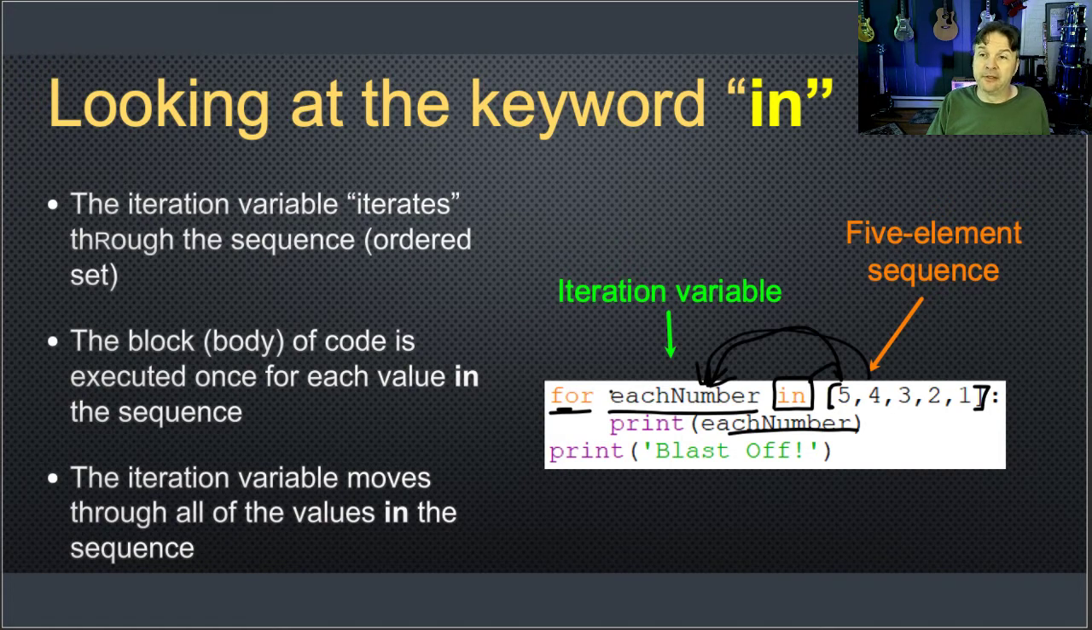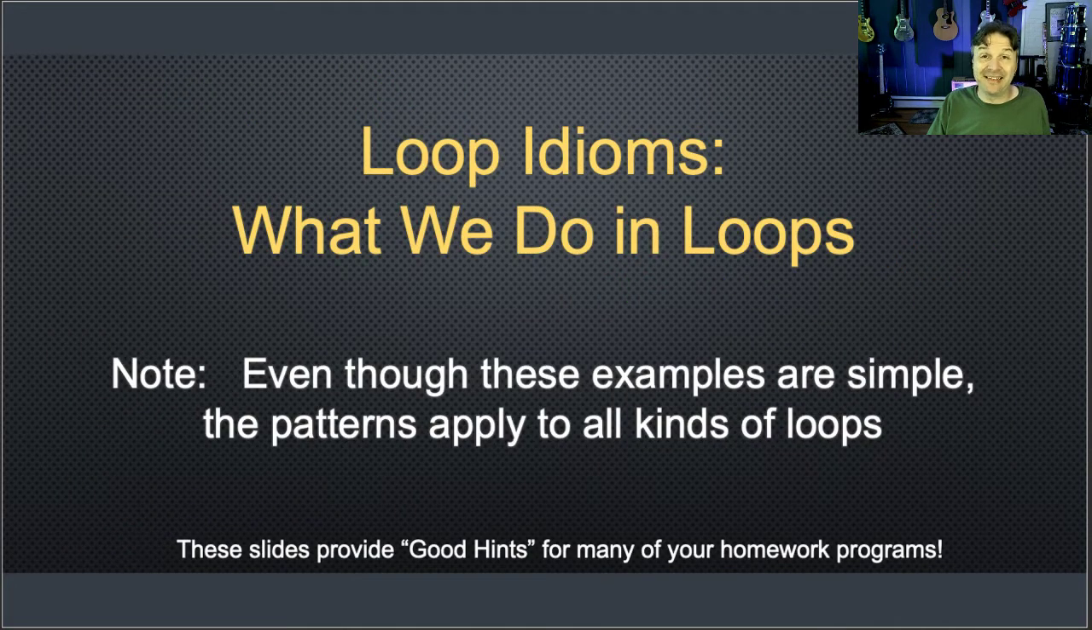Print each number. And then, is there another one? Yes, there's a 3. Is there another one? Yes, a 2. Is there another one? Yes, a 1. Is there another one? No, there are no more. Skip that line and go on. It's that easy. With a little practice, these will come together really quickly.